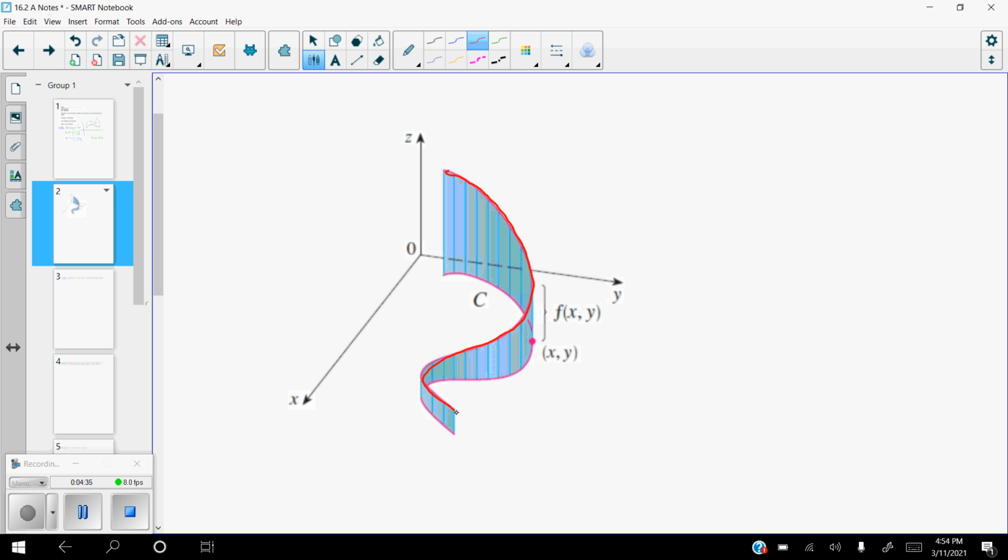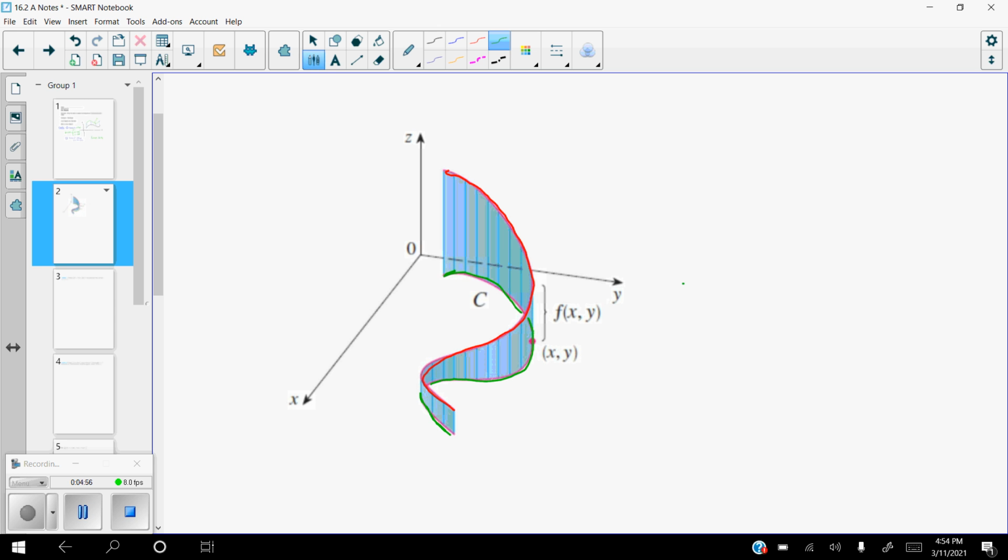So that in red right there would be basically like your function of xy. The C part that you see on the bottom there, this is what the curve is over top of, and this is the projection down into the xy plane.